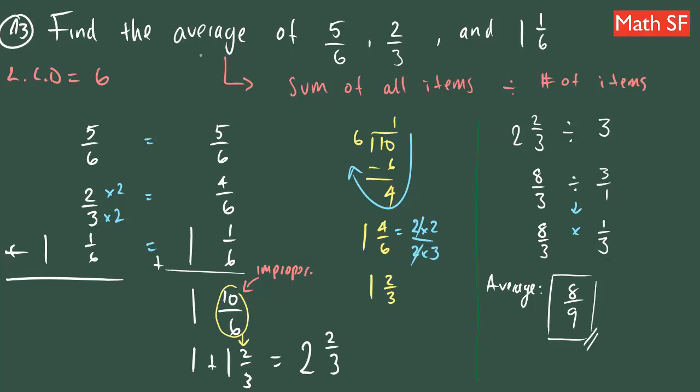Make sure you add every fraction and divide it by the number of fractions. In this case it was 3 fractions, so add the 5/6, 2/3 and 1 and 1/6, you find the sum. This one here is the sum, and divided by the number of fractions, 1, 2, 3 fractions. Make sure you reduce, simplify to its lowest terms, and this will be your final answer.